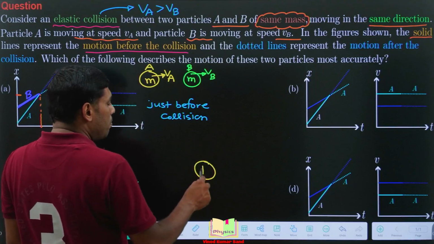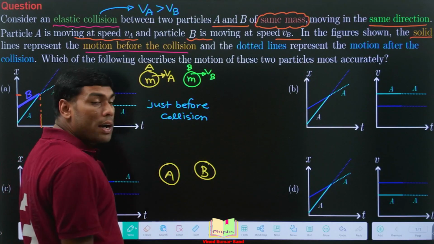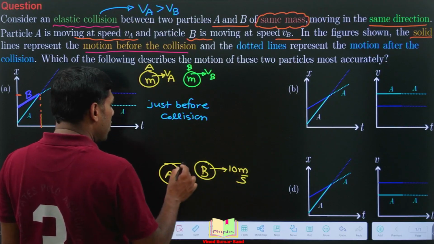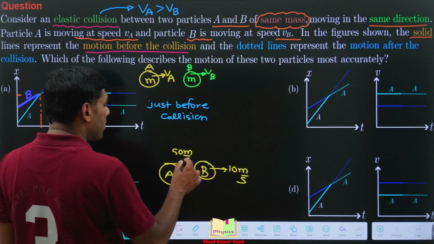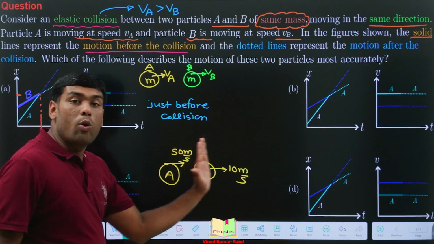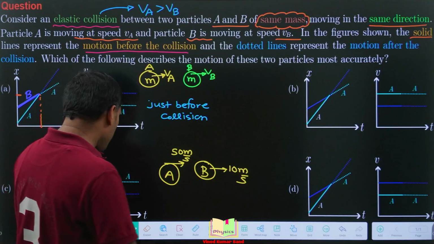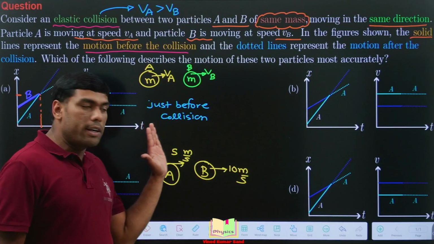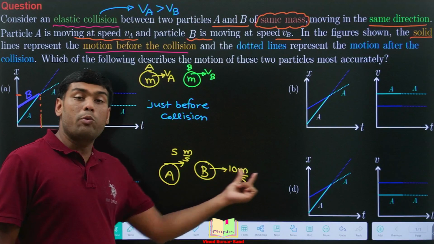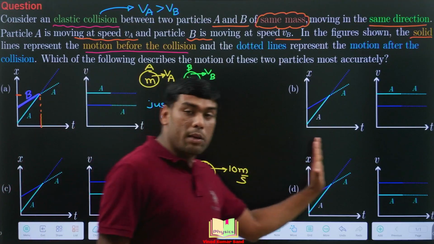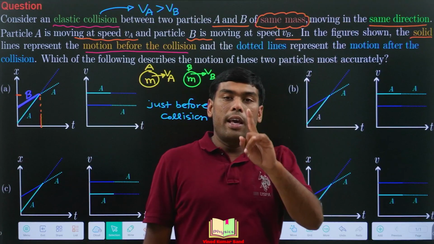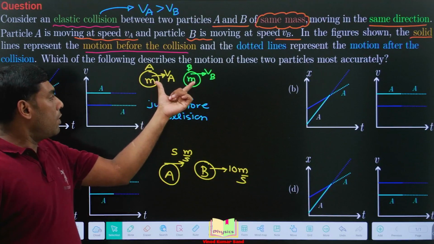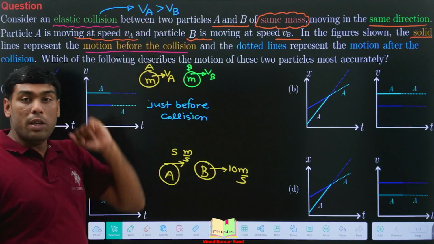Suppose B is moving at a speed of 10 meter per second and A is moving at a speed of 50 meter per second. Obviously, A will go and collide with B. On the other hand, suppose A is moving at 5 meter per second and B is moving at 10 meter per second, their gap will keep on increasing. B will run away, A will never hit B. So if collision is taking place, then VA must be greater than VB.